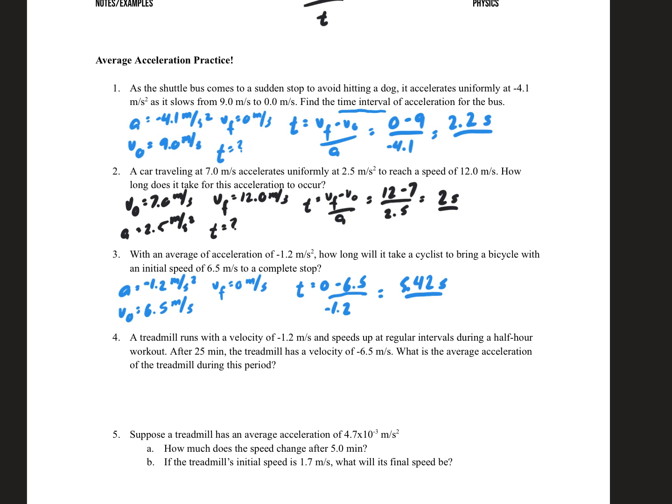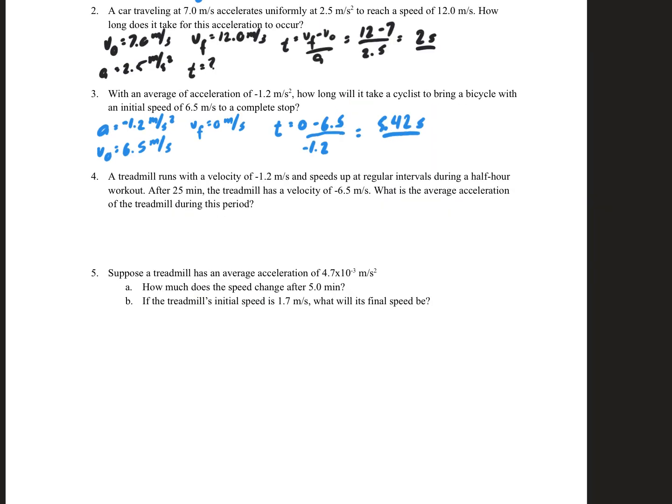All right. Okay, so in this one, it's kind of interesting, but when you run on a treadmill, remember, it's actually kind of running backwards, right? So I have an initial velocity of negative 1.2 meters per second. I have a time unit of 25 minutes. I have a velocity of negative 6.5 meters per second. So it looks like I should probably convert my minutes to seconds, probably be the easiest thing to do. So this is 1,500 seconds.